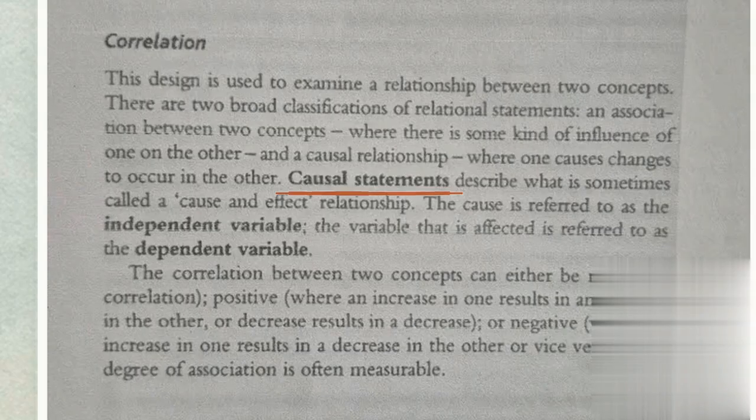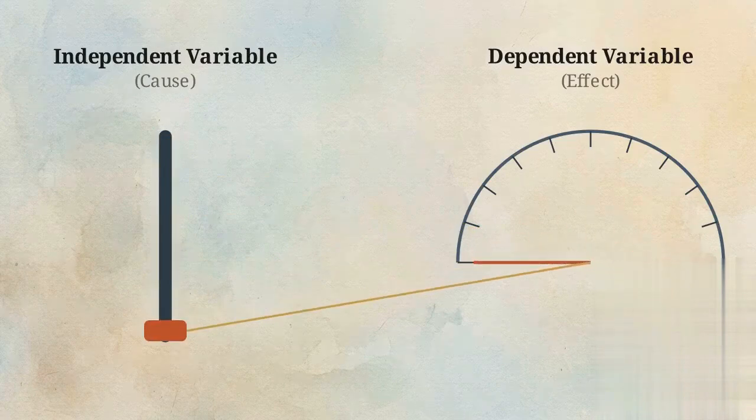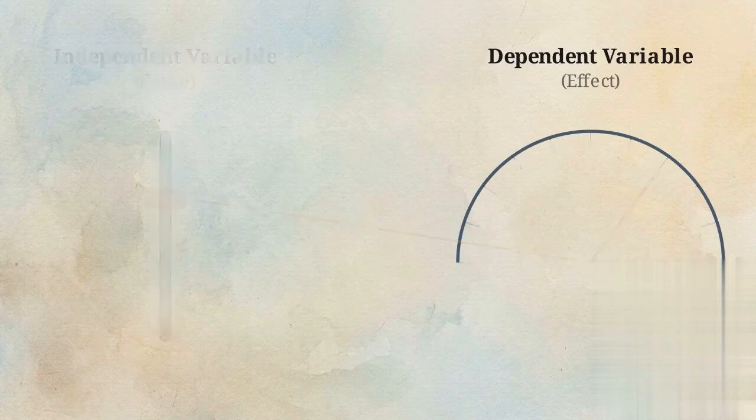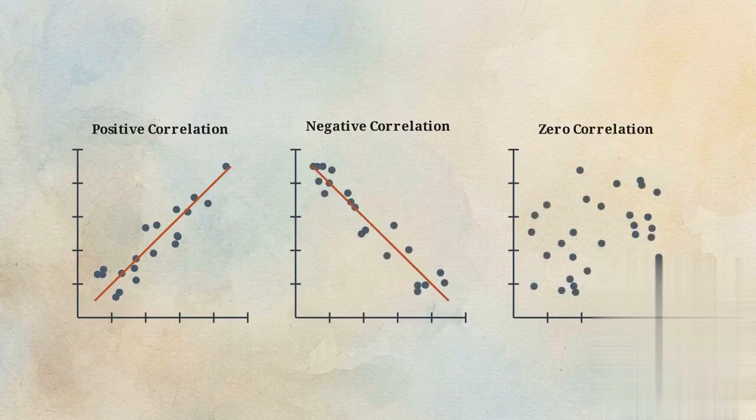When a project requires investigating complex relational and causal statements, researchers deploy correlation and experimental designs. These rely on the strict isolation of variables. In a causal statement, the independent variable is the cause manipulated by the researcher. The dependent variable is the observed effect. The association is measured as a positive, negative, or zero correlation.